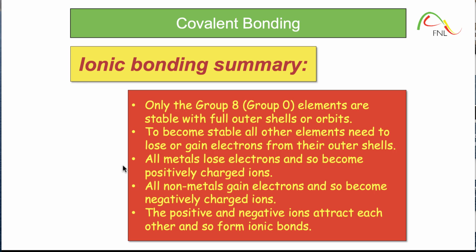Just to recap on what we did in the previous video on ionic bonding, here's what happens. Only the group 8 or group 0 elements are stable with full outer shells or orbits. To become stable, all other elements need to lose or gain electrons from the outer shells. All metals lose electrons and so become positively charged, and we call them ions. All non-metals gain electrons, so become negatively charged, and they're also called ions. The positive and negative ions attract each other and so form what we call ionic bonds.